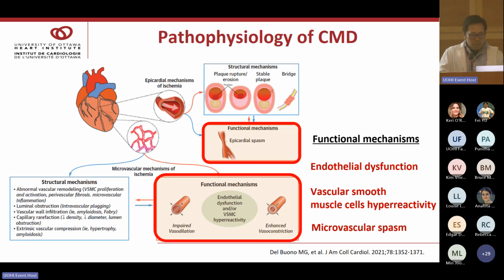The endothelium-independent mechanism is less understood, but it is believed that impaired relaxation of vascular smooth muscle cells is involved in vasoconstriction. Also, microvascular spasm is a part of the spectrum of vasomotor abnormalities seen in CMD and is closely related to endothelial dysfunction.